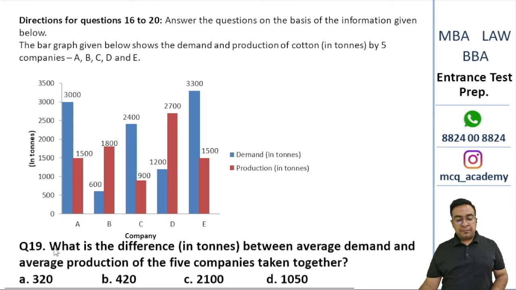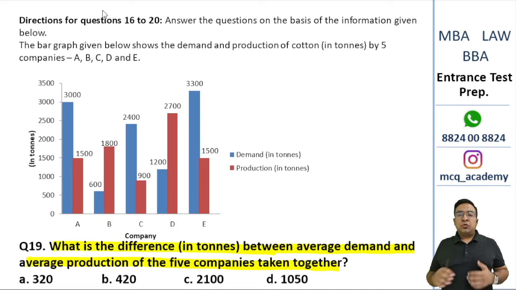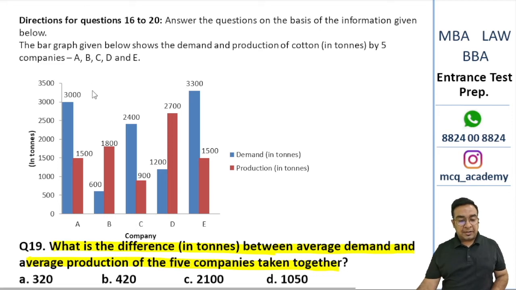Question number 19. What is the difference in tons between average demand and average production of the 5 companies taken together? आपको average demand और average production के बीच में difference बताना है. So what we would do is we would calculate the total difference and then divide it by 5 to get the average difference between the demand and production. तो demand को यहाँ पे add up करते हैं. This is equal to 3000 plus 600 plus 2400 plus 1200 plus 3300.